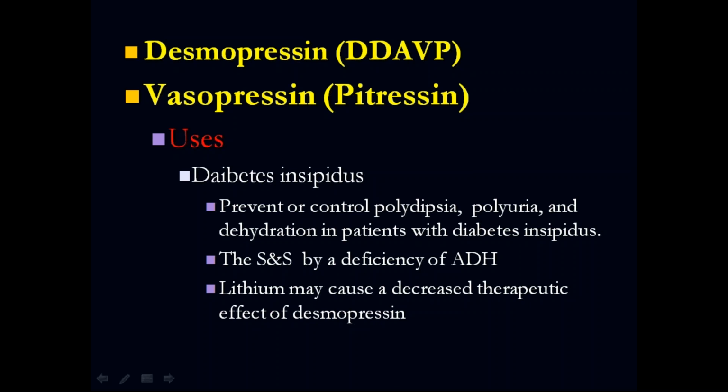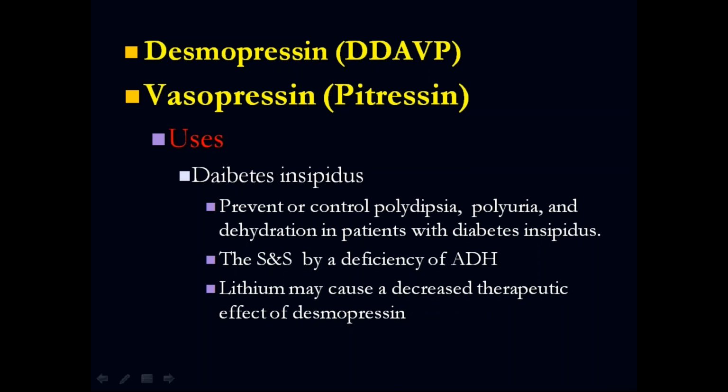So vasopressin is actually the ADH. Vasopressin, desmopressin, DDAVP, pitressin, those are all ADH, antidiuretic hormone. So in diabetes insipidus, you pee a lot. You give antidiuretic hormone, ADH, and you control the urination.